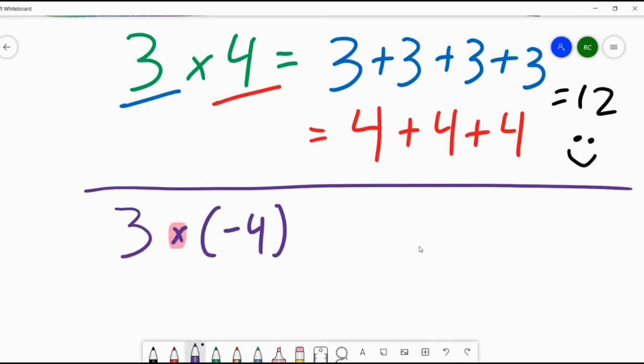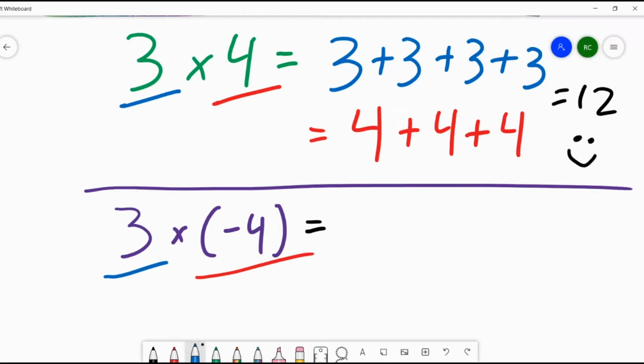Again, the thing about math is sometimes notation is repeated. So when it comes to these x's, just make sure that you are clear about your intentions when you use it. So 3 times -4. Well, we've got a couple of ways we can look at this.